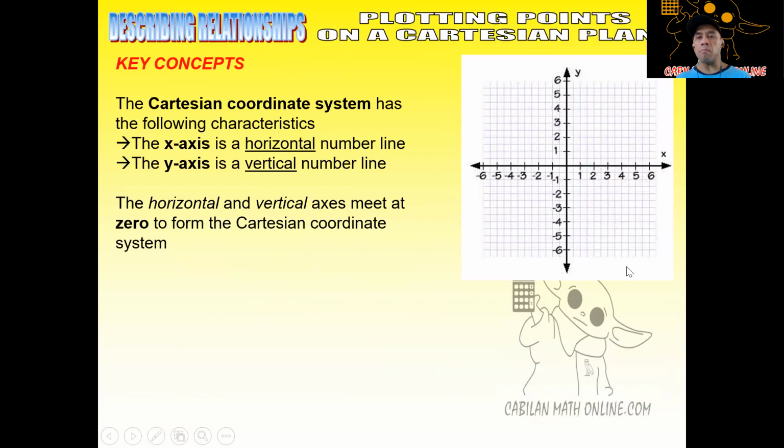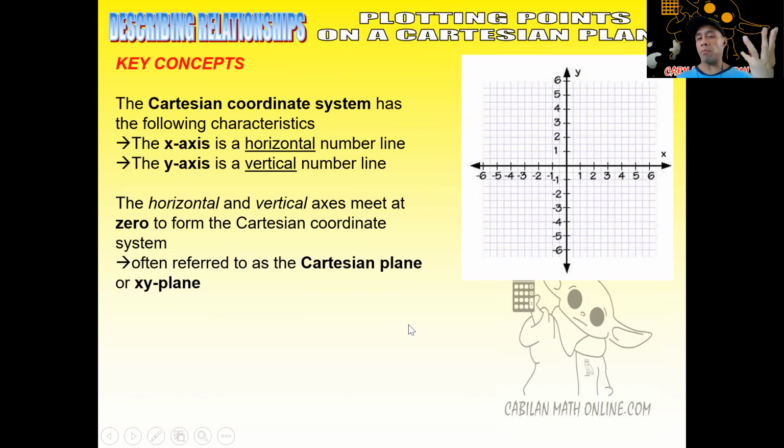The two axes meet in the dead center at a single spot, and that's going to be the coordinates 0, 0, which I'm going to mention in a few seconds. The Cartesian plane, which I'm going to refer to as a grid, can also be known as an XY plane, simply because these are the two axes on the grid.